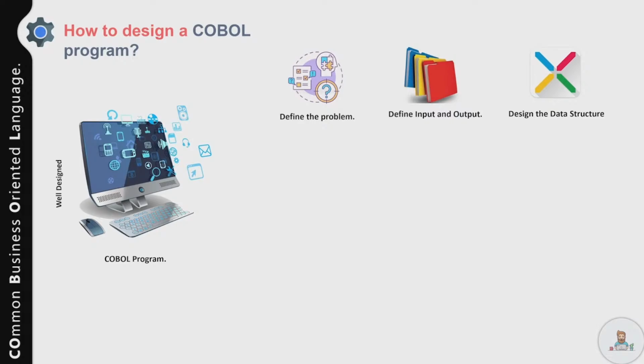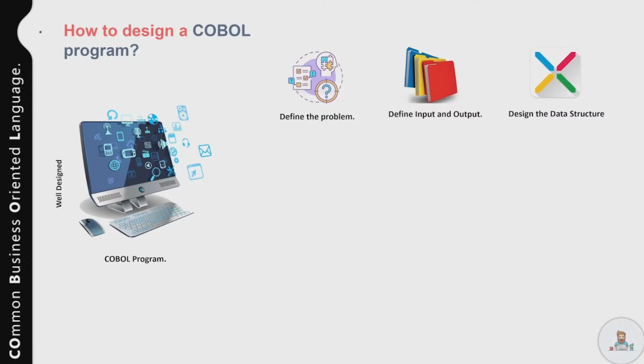Now the next important step is design the data structure. Once we have determined the inputs and output of our program, we can start designing the data structure that will be used to store the data. In COBOL, the data structure can be represented using a variable, array, or records. And we need to choose the appropriate data structure based on the type of data we are working with and how it needs to be processed and stored.